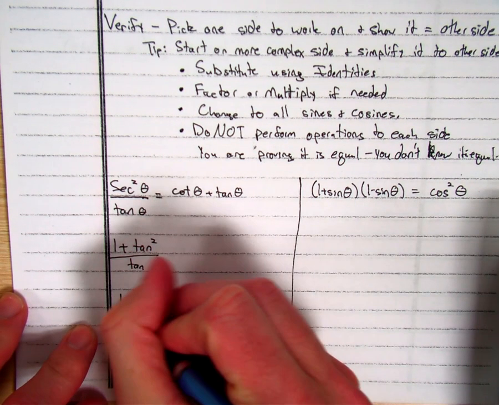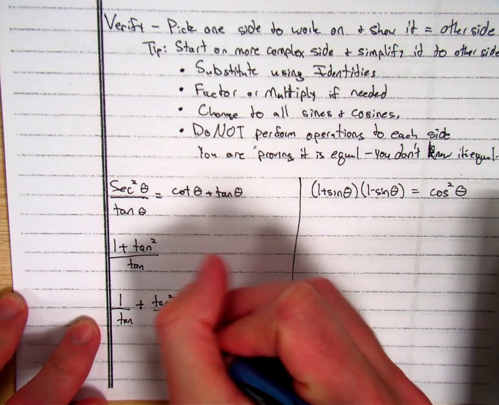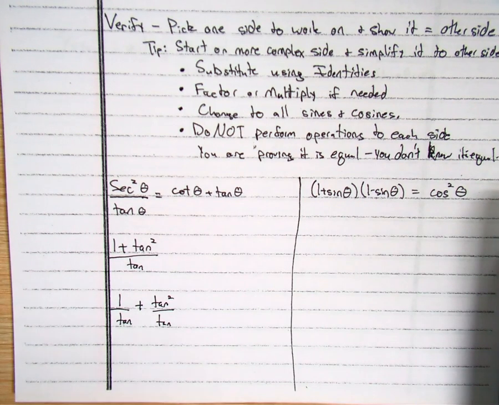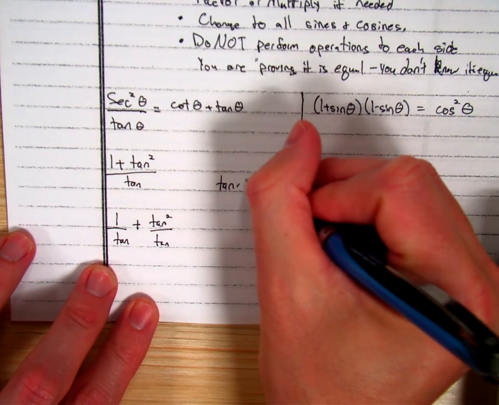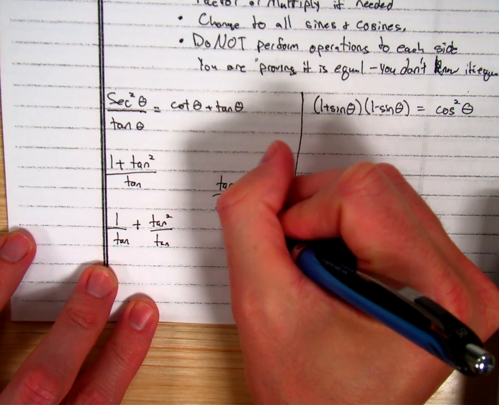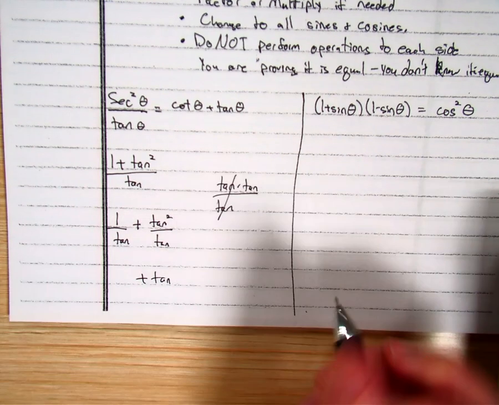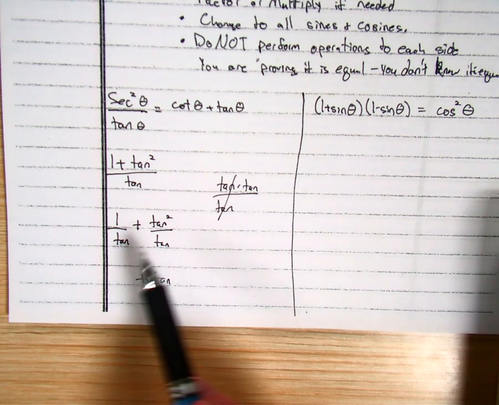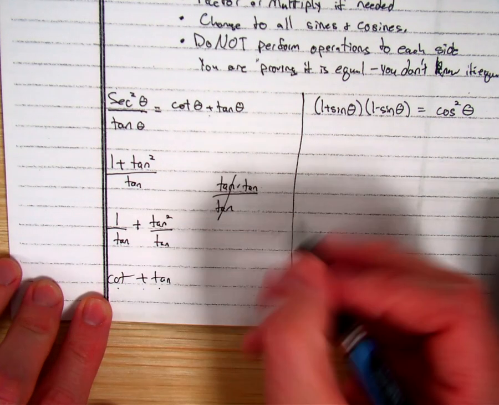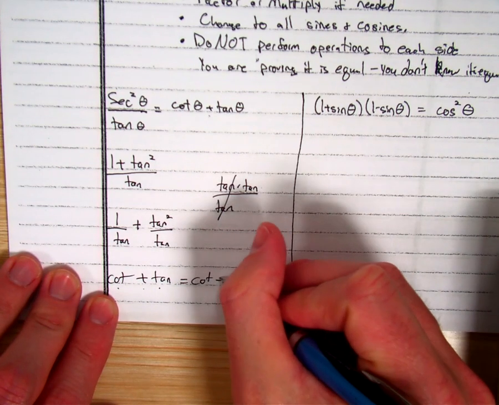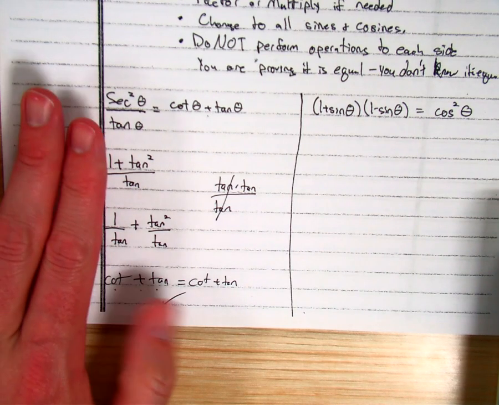I'm going to pull it apart to 1 over tangent plus tangent squared over tangent. Okay? Tangent squared over tangent. If you think about what tangent squared is, it's tangent times tangent. And then we have a tangent on the bottom. So that will simplify to just tangent. On the left, we got 1 over tangent. 1 over tangent is cotangent. And that matches what we were trying to get. And we're done. Okay? We verified, we showed that this is equal to that.